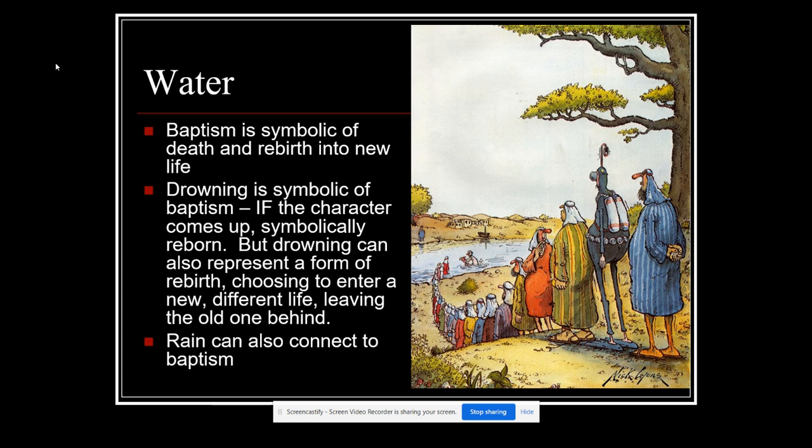Many stories feature characters who go underwater, but they are either choosing to enter a new, different life in the life beyond death, or they're leaving their old life behind. So all the time, water is used in that way, oftentimes to indicate some sense of transition. Rain can also be connected in this way, can also indicate enlightenment.